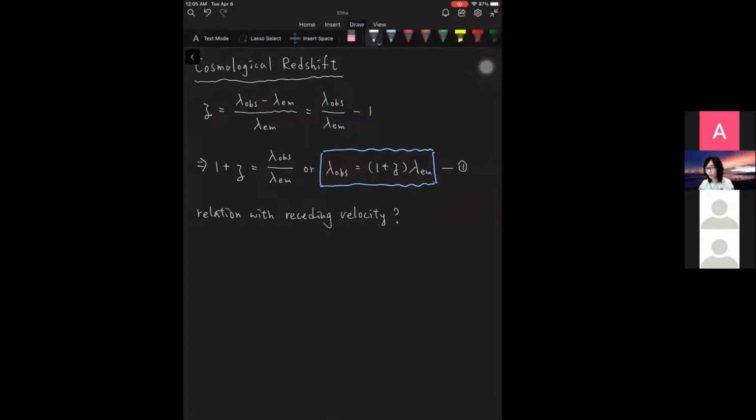Okay, so to relate redshift with receding velocity, we will need to calculate Doppler shift, right? For the next part, I will explain how Doppler shift is used to explain the redshift and how that redshift is related with the velocity. I'll separate it into two cases. The first one is the non-relativistic case, and the second one is the relativistic case.